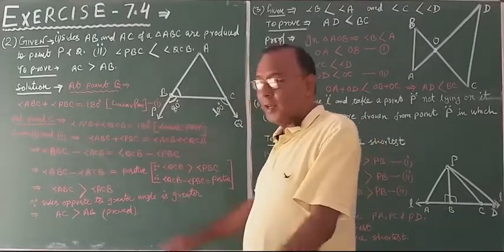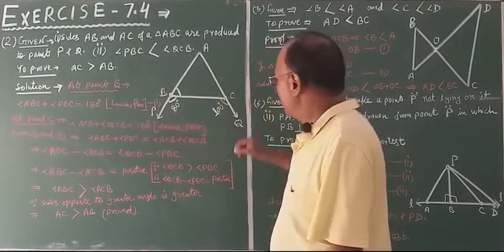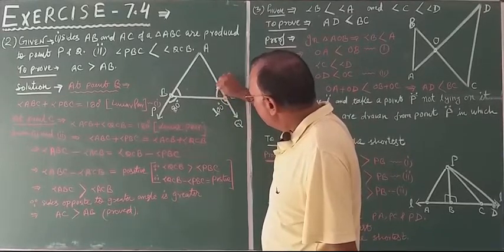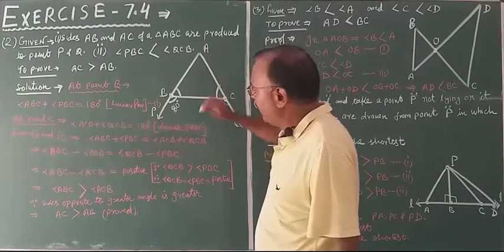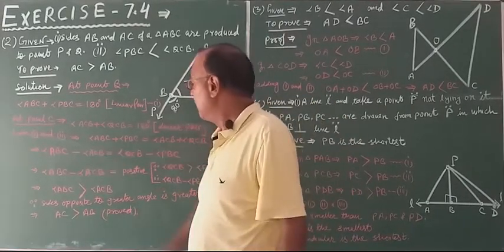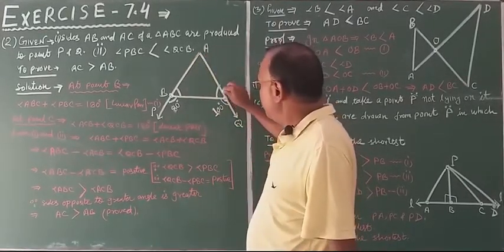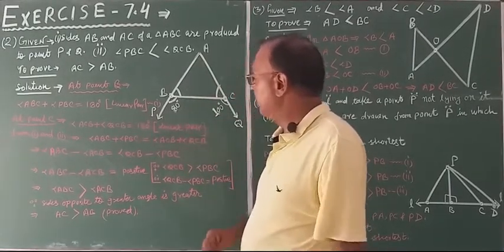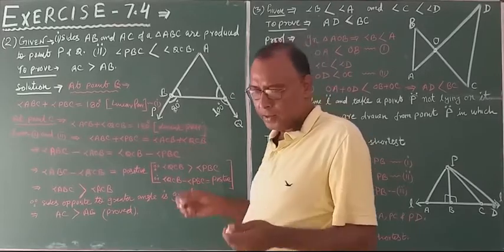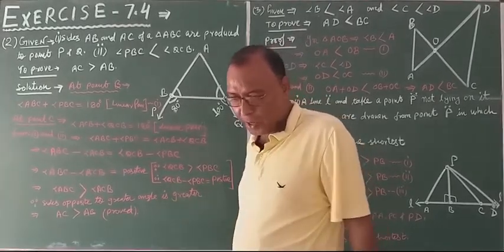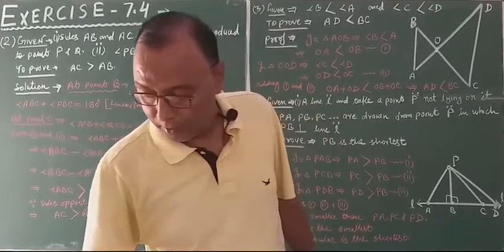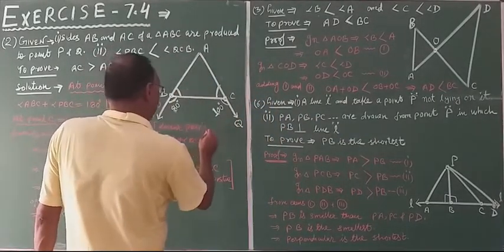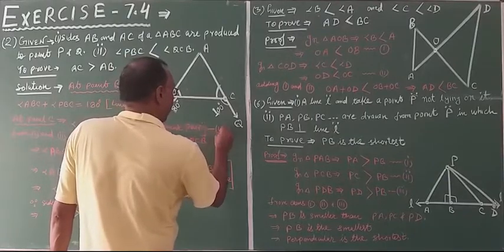Okay. Similarly, at point C, this angle ACB plus angle QCB is 180 degrees. Again this is a linear pair, the linear pair axiom. This is equation number 2.